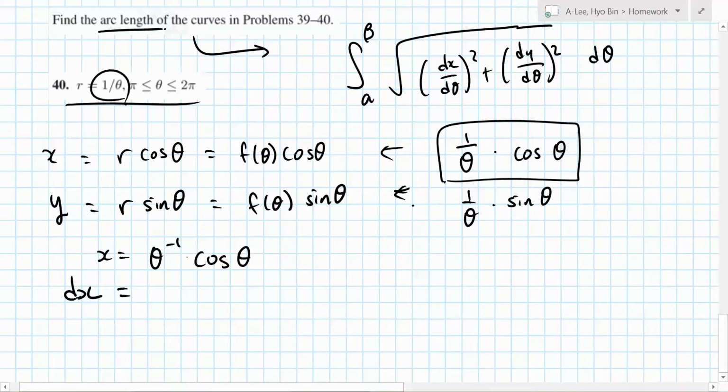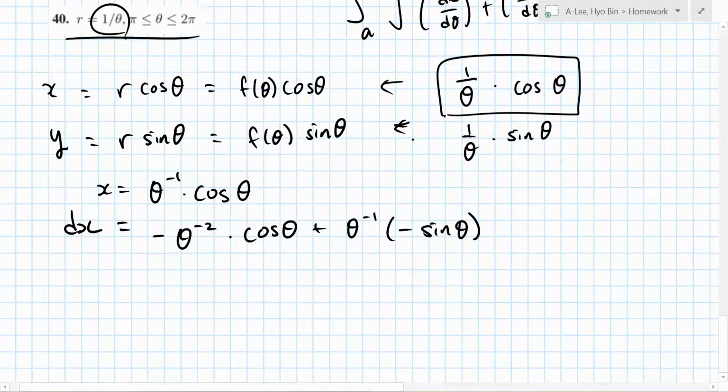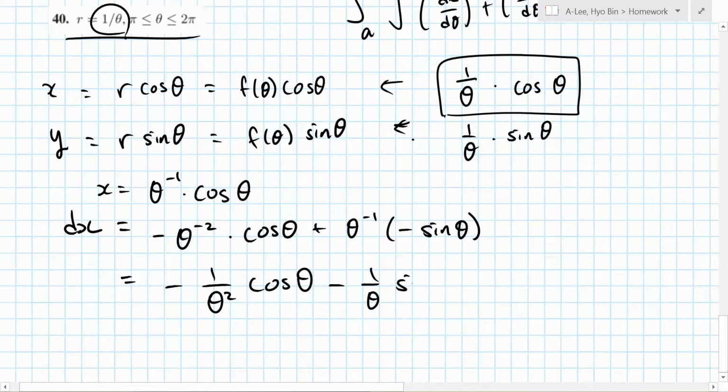So we'll use the product rule. The derivative of theta to the negative 1, 1 over theta, would be negative theta to the negative 2 times cosine theta plus theta to negative 1, and then times negative sine theta. If I write that out like this, it would make it a little nicer to look at, like that.